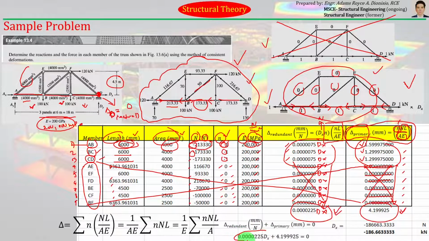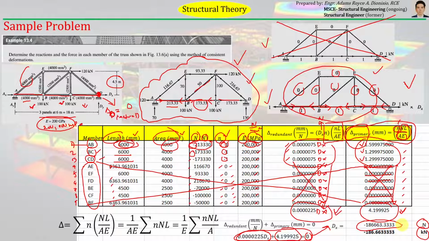So by putting them into an equation, the sum of the deflection of the redundant and the primary structure equal to zero, you can easily notice that the only unknown here is dx. So with that, you can easily compute for dx, and dx will just be equal to this. Since I have expressed all of the forces in terms of Newton, obviously the answer will be in Newton. If you want to convert it into kilonewton, you just have to divide that by 1000. So the answer will be negative 186.66 kilonewton.